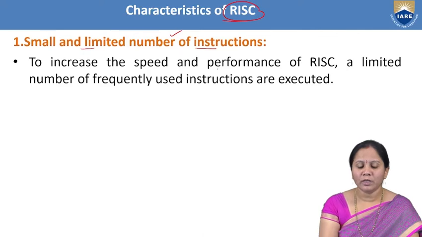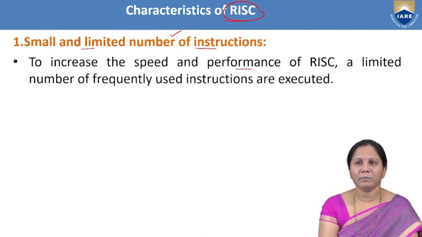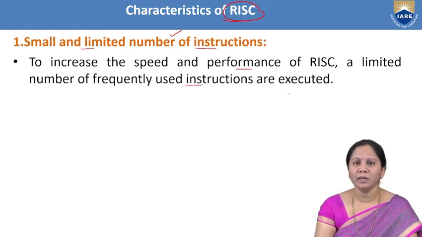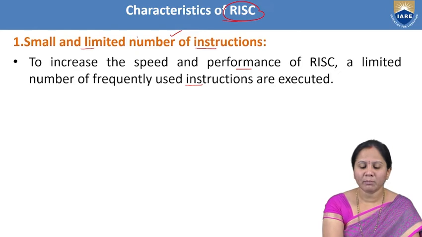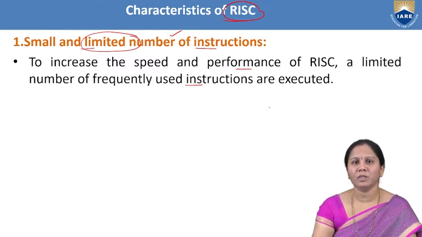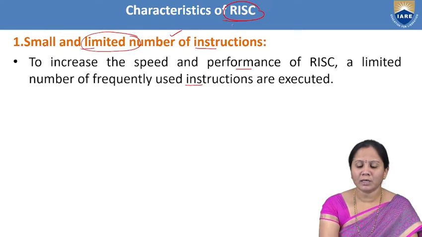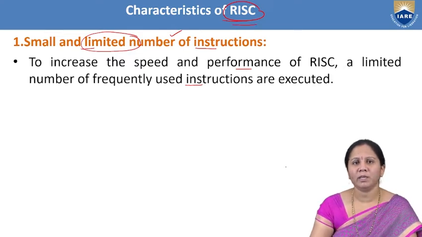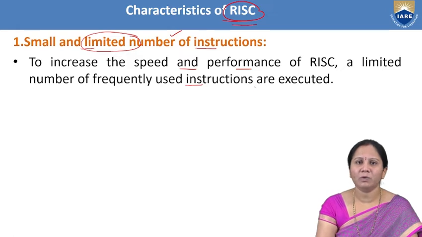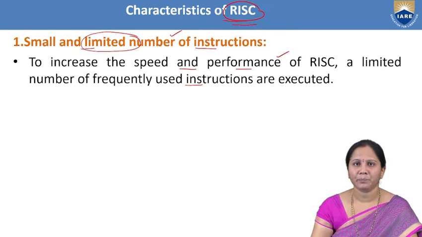In order to increase the speed and performance of RISC, a limited number of frequently used instructions are executed. Since the number of instructions is very limited, it is very simple to execute a particular instruction, because in the RISC architecture any instruction can be executed using only one clock cycle. That is why the speed of operation is high, so the performance of the RISC processor is increased.